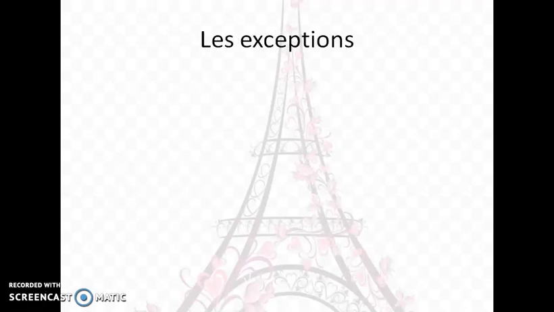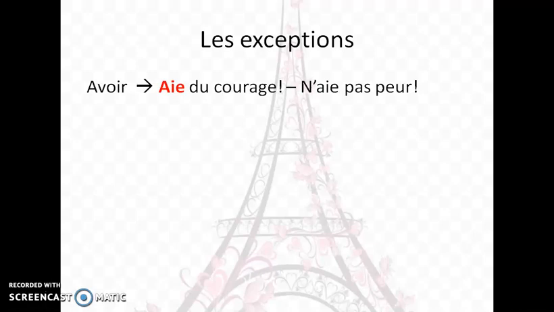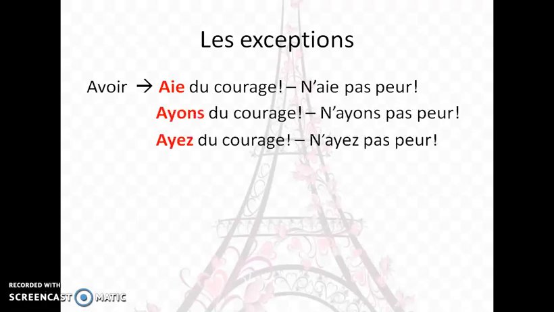Okay. And exceptions. So far we were just telling about the normal or the general formation of the imperative in French, and there are certain verbs which have some exceptional forms in the imperative, and they are avoir and être. Avoir is aie, ayons, ayez. So aie du courage, ayons du courage, ayez du courage. Have courage, let's have courage, have courage.